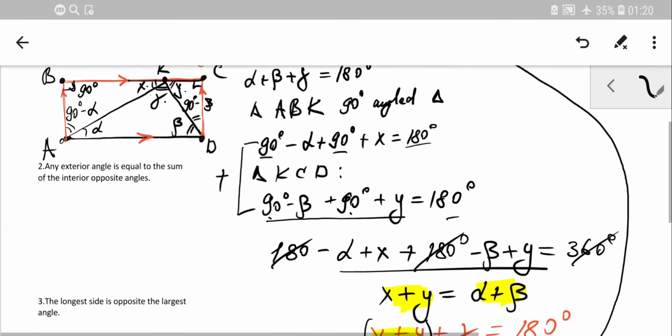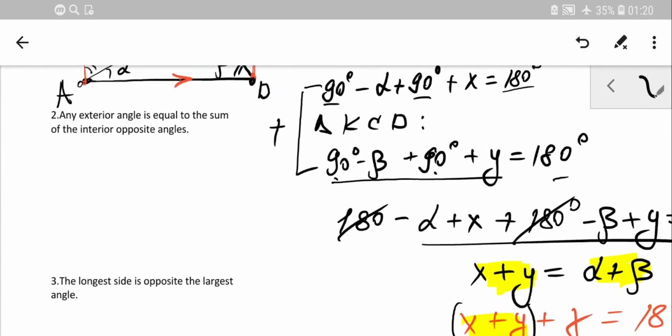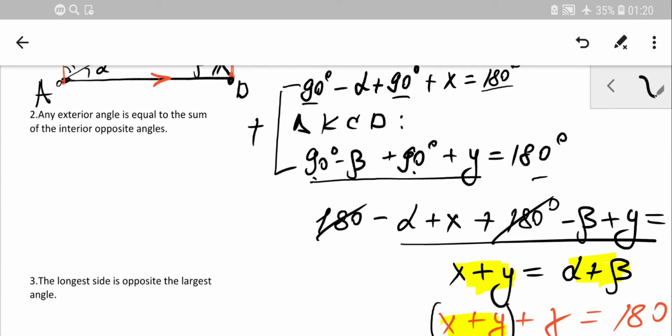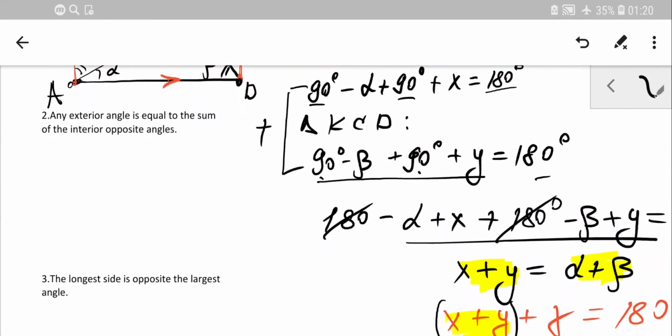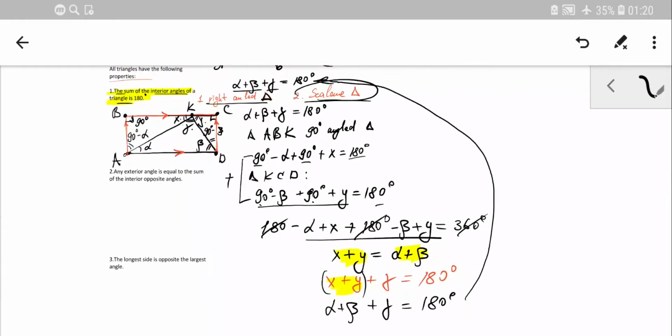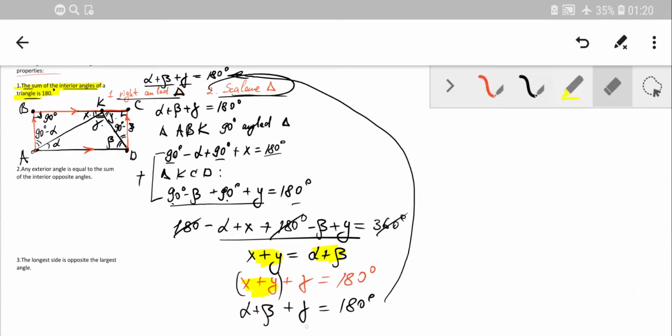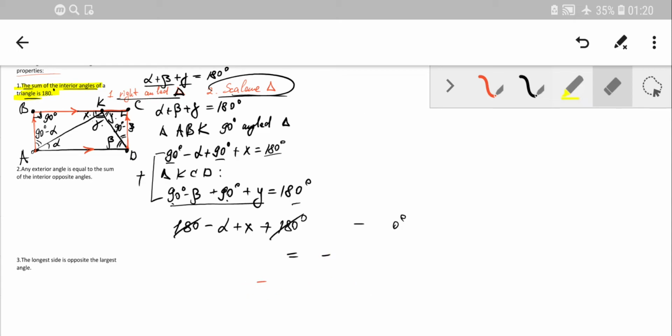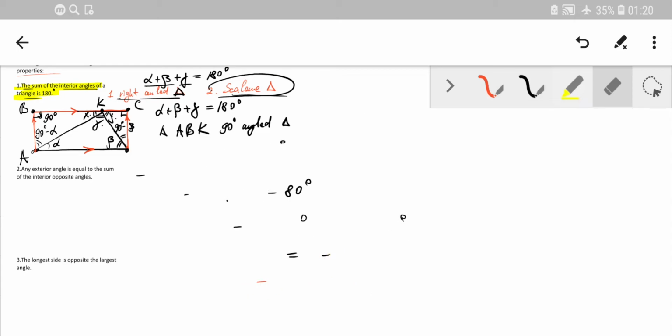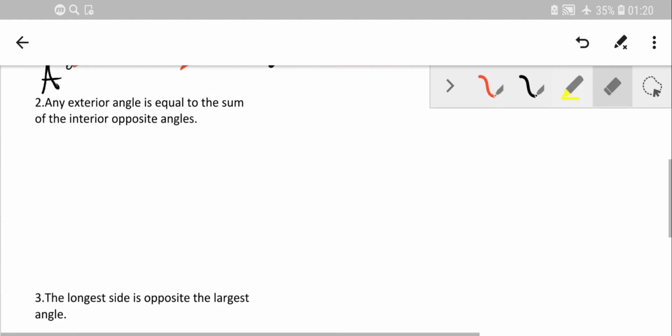Nice. Let's go next. Any exterior angle is equal to the sum of the interior opposite angles. Okay, so let's see how to work it out. I erased the space. That was the proof for the first one. I just erased the space here. And let's get started and see how we can prove this second property. Okay, so any exterior angle is the sum of the interior opposite angles.